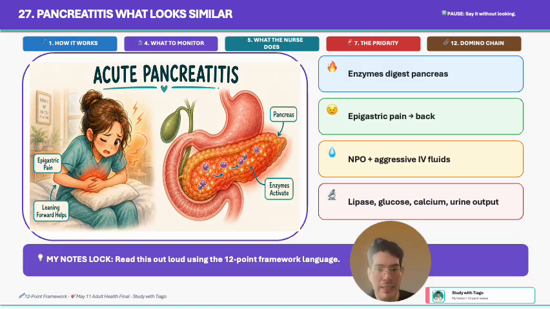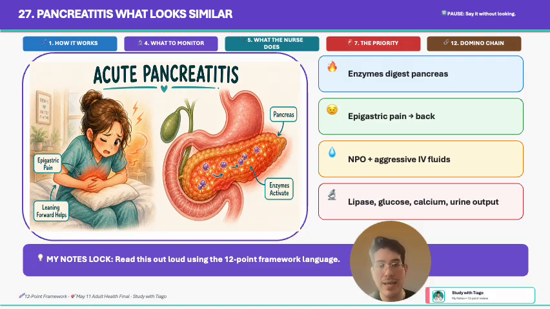Gallbladder disease often causes right upper quadrant pain after a fatty meal, right? And may radiate to the right shoulder. MI can cause epigastric discomfort, nausea, and sweating, especially in atypical presentations. So, cardiac red flags matter. Appendicitis usually starts around the umbilicus and moves to the right lower quadrant.